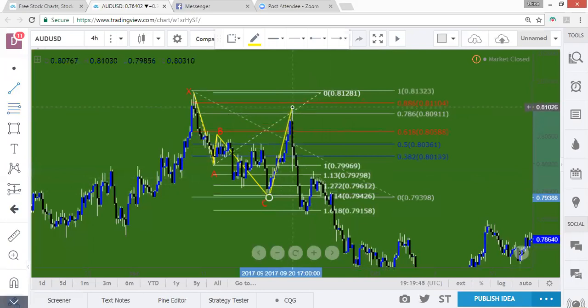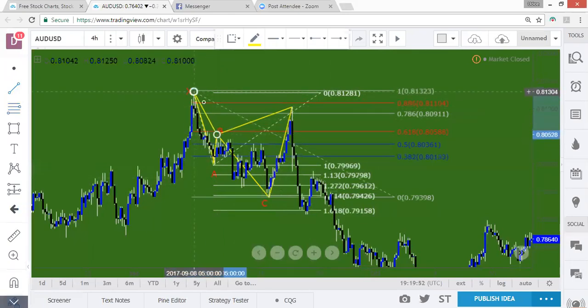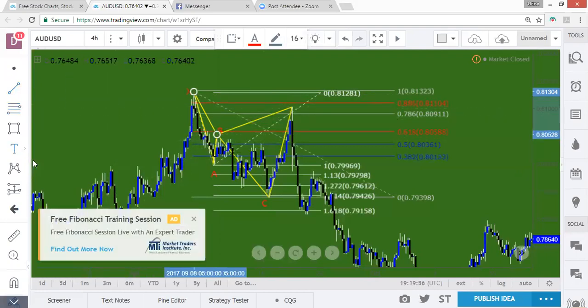Price would have come up here, knocked it out. Would have completed our bearish Cypher pattern.